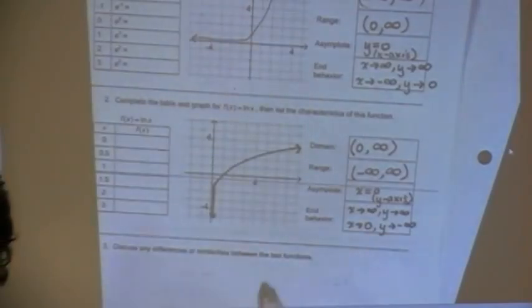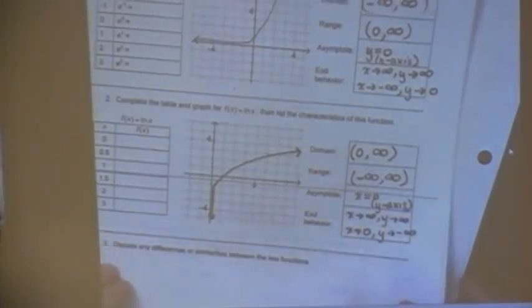They're what? Inverses. They are inverses of each other. And you can tell because look at the domain. The domain of your top one is the range of your bottom one. The range is the domain. So they're swapped. The asymptotes, this is an asymptote at y equals 0. This is an asymptote at x equals 0. And even your end behaviors are backwards. That's because they are inverses of each other.